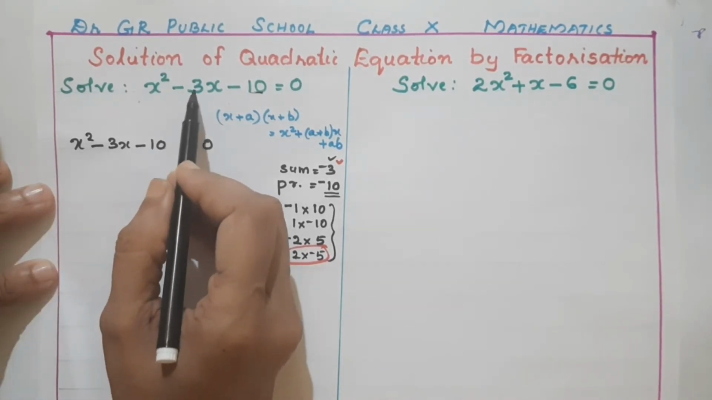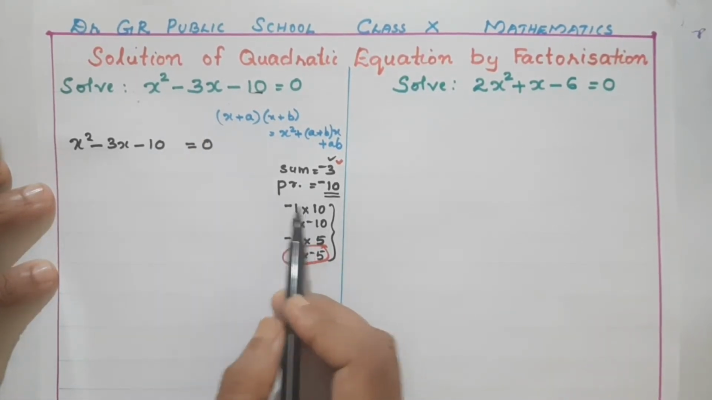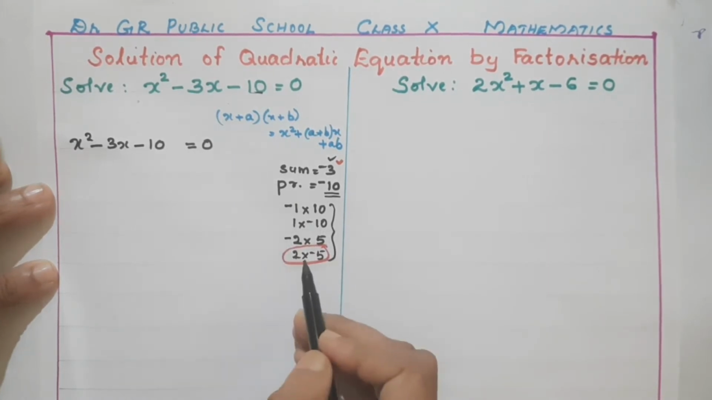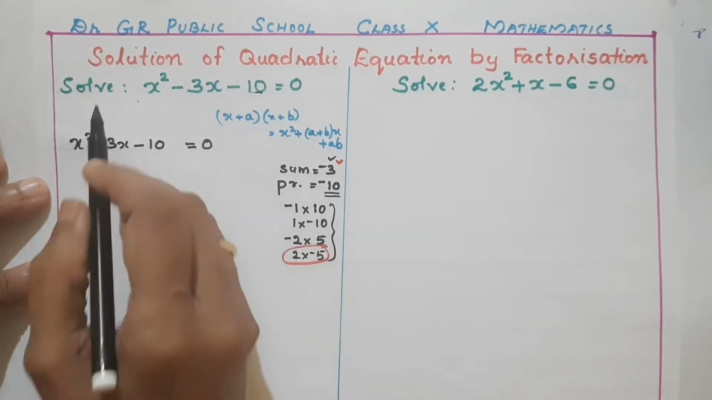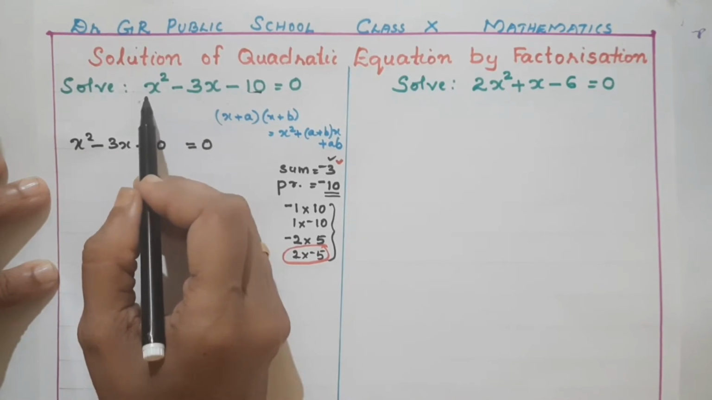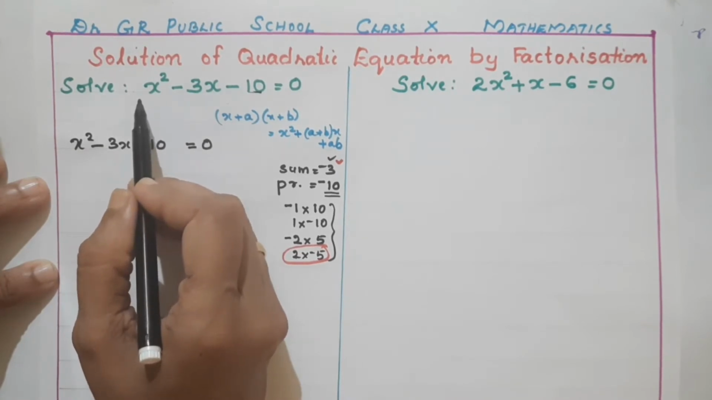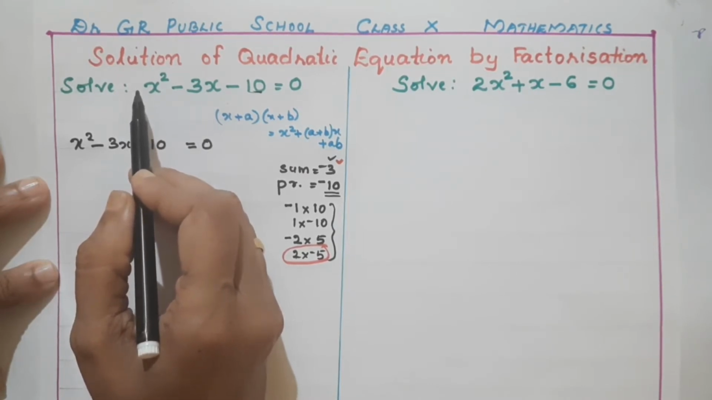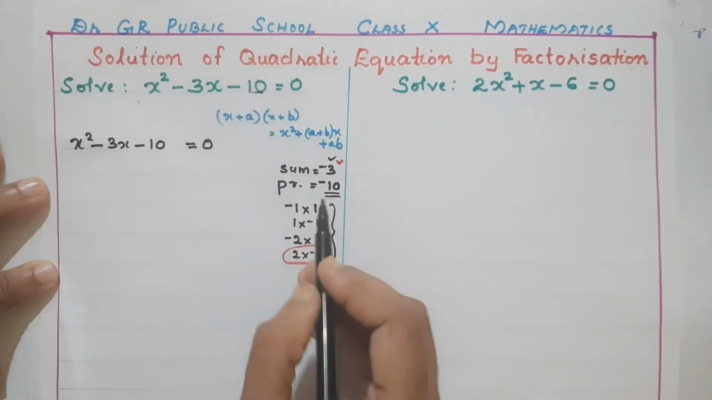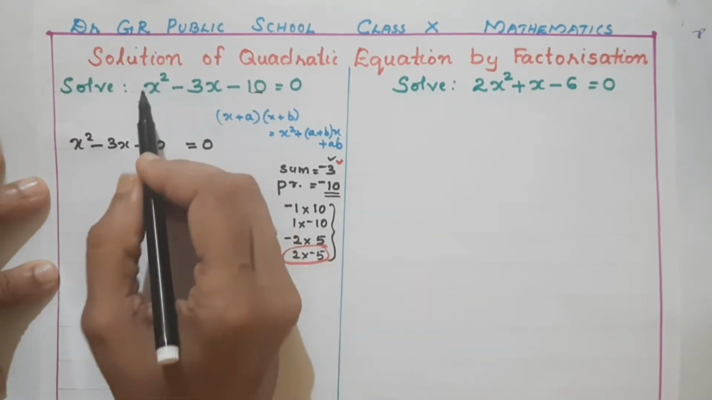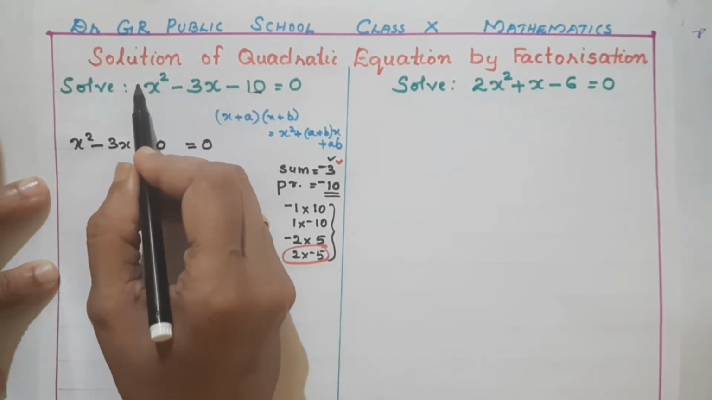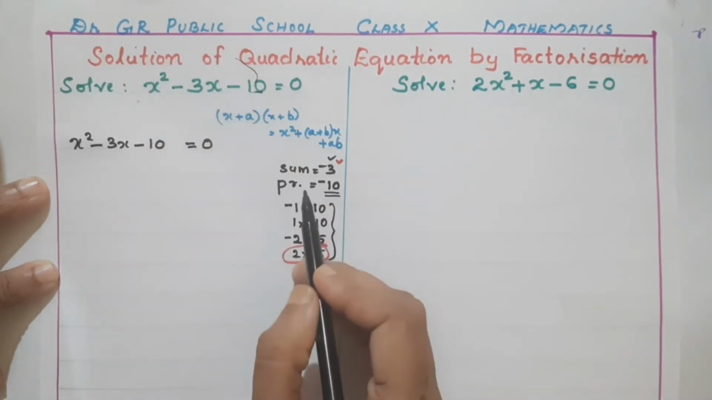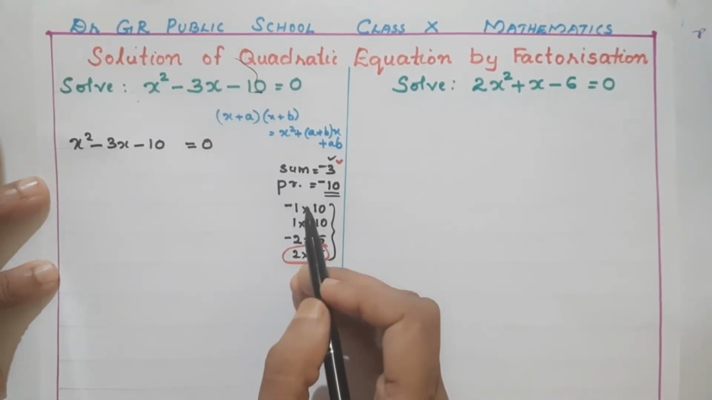Actually, before starting the factorization, or before finding these suitable numbers, we have to check the coefficient of the x square term. If it is 1, the product should be 1 into minus 10. Okay, if the coefficient of x square is 1, the product we have to take is 1 into minus 10, that we have taken as minus 10 itself.